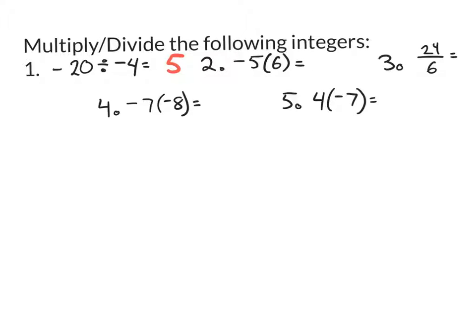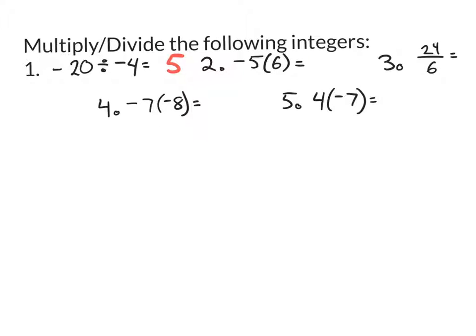Now let's say you're just totally confused. Is this going to be a positive 5 or a negative 5? Just think about this. Let's say negative is bad, positive is good, right? A bad thing happens to a bad person. That's good. That's why the answer is positive.